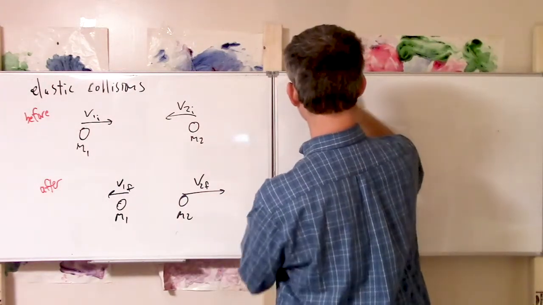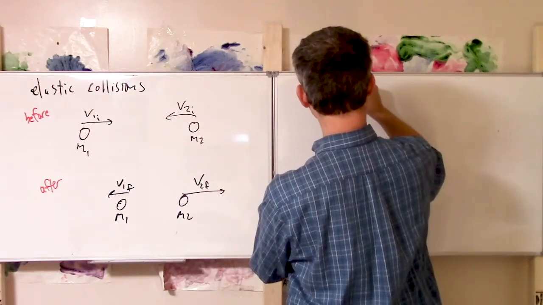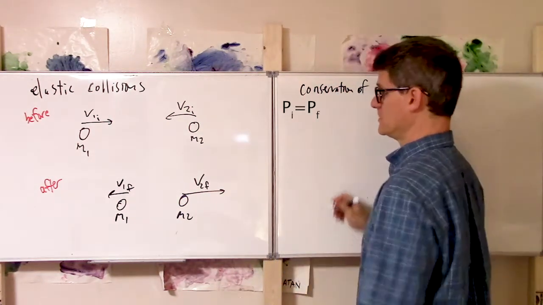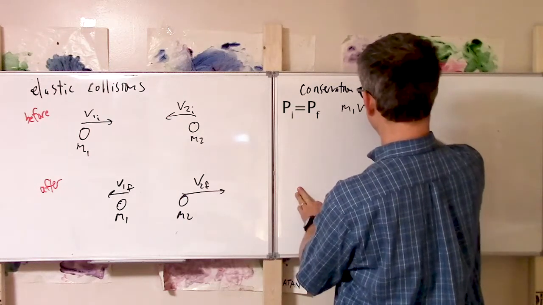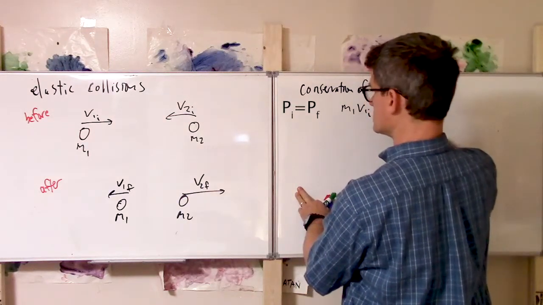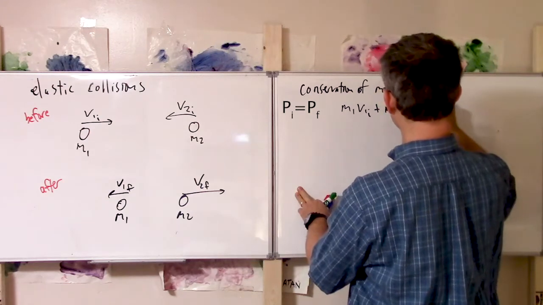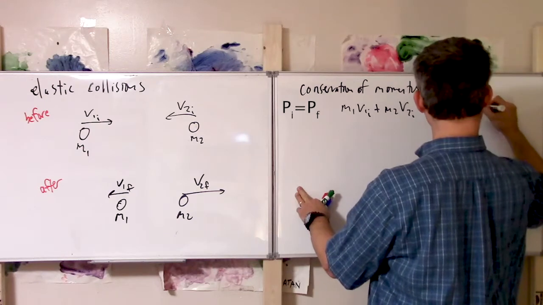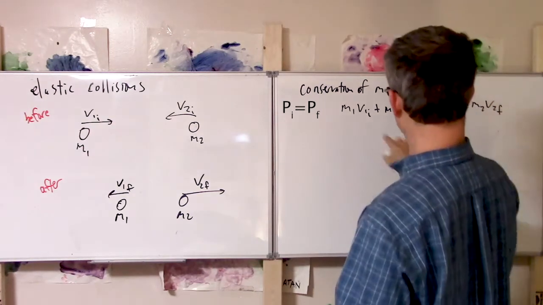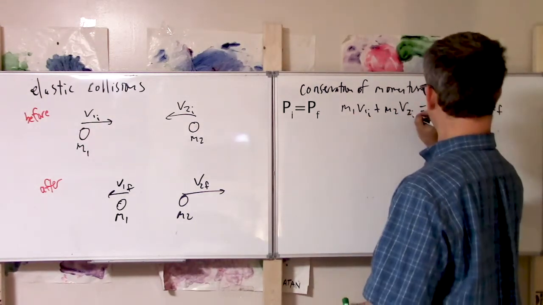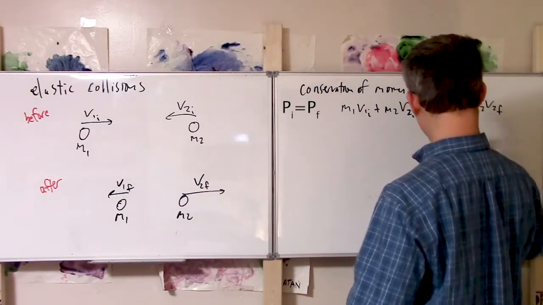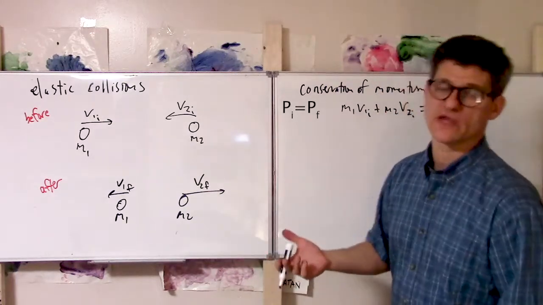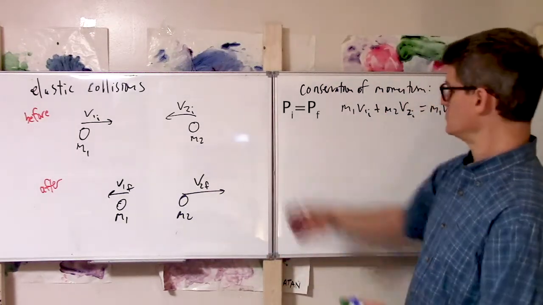So conservation of momentum will give us M1 V1 initial plus M2 V2 initial equals M1 V1 final plus M2 V2 final. Okay, so if we know all the initial stuff, we're still missing those two things. So we don't have enough information. Well, we don't have enough equations, basically. If you have two variables you're solving for, you need two equations.